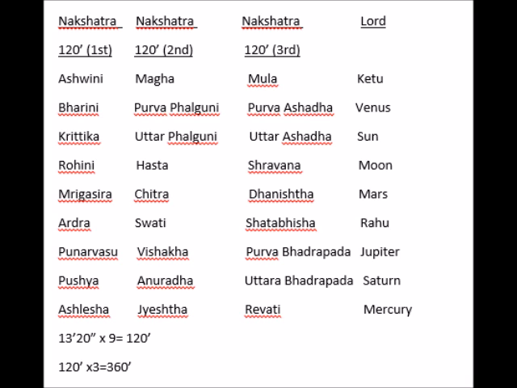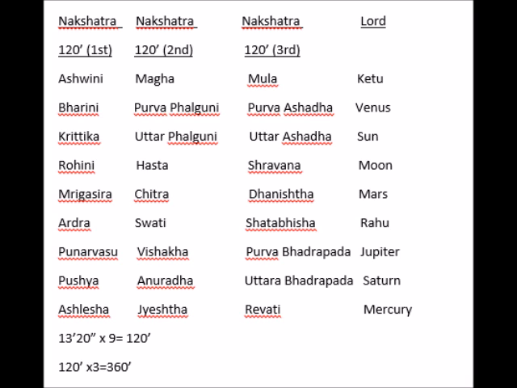So this 120 degrees is covered by the first 9 nakshatras. The second 120 degrees is covered by the second 9 nakshatras, and the third 120 degrees is covered by the third 9 nakshatras. So the first 120 degrees, first 9 nakshatras; second 120 degrees, second 9 nakshatras; and the third 120 degrees will cover the last group of 9 nakshatras. So that makes it very easy.